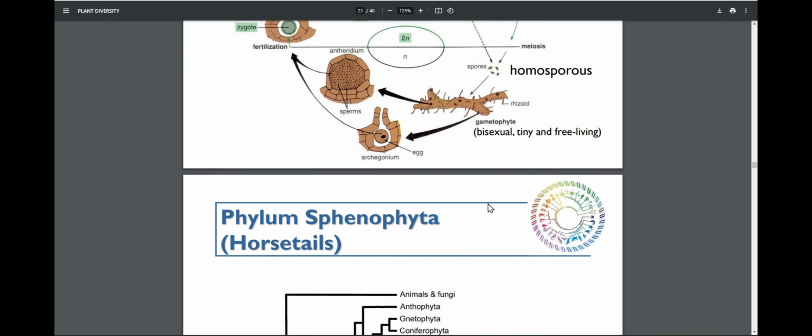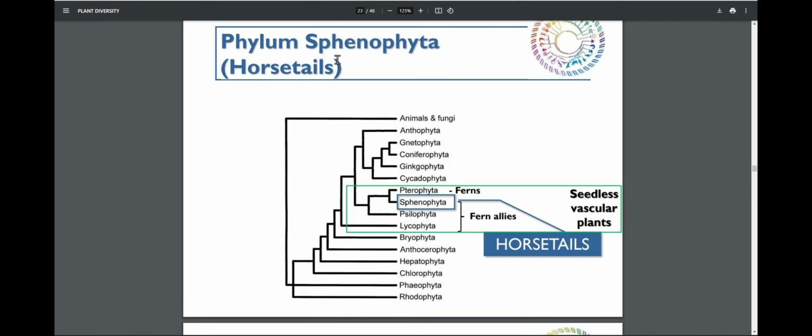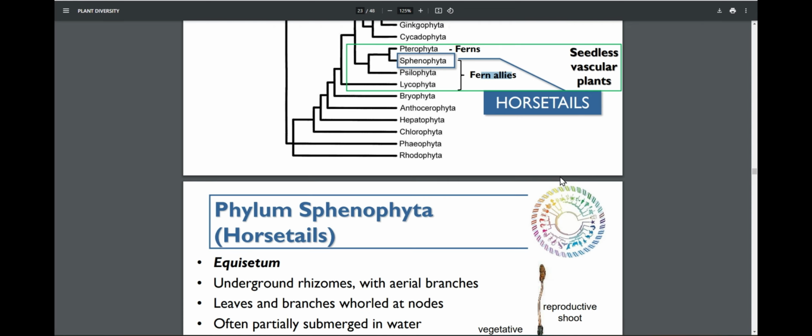I'm pretty sure you're very familiar with what happens. Okay, now we'll go on to the horsetails, the next phylum, the Sphenophyta. I believe this is the last of the fern allies.